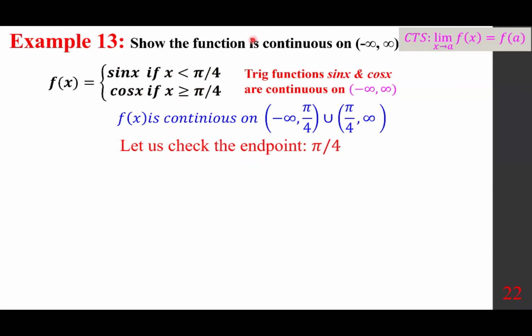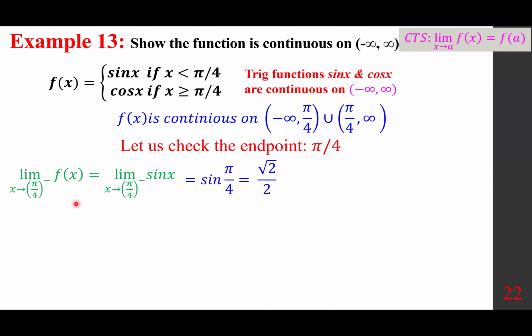So the limit of this function as x approaches pi over 4 from the left uses this function. So the limit of f of x as x approaches pi over 4 from the left is the limit of sine x as x approaches pi over 4. Plug in, and sine of pi over 4 is square root of 2 over 2.